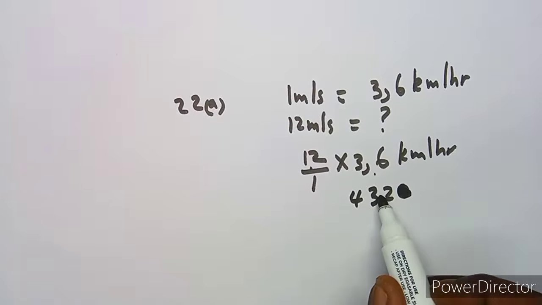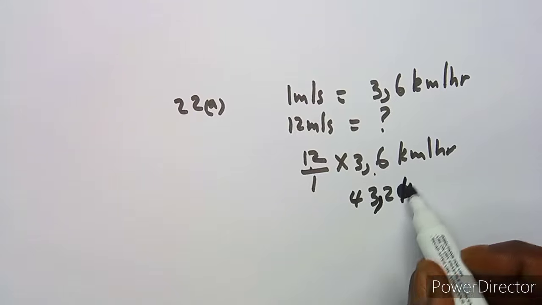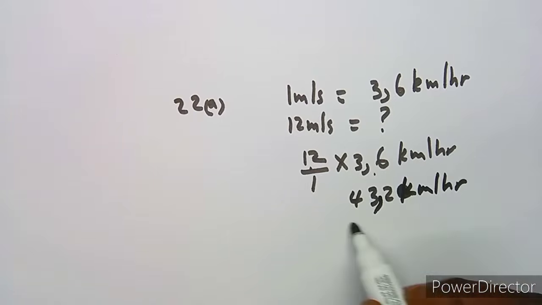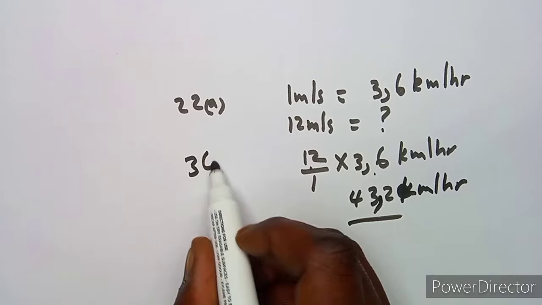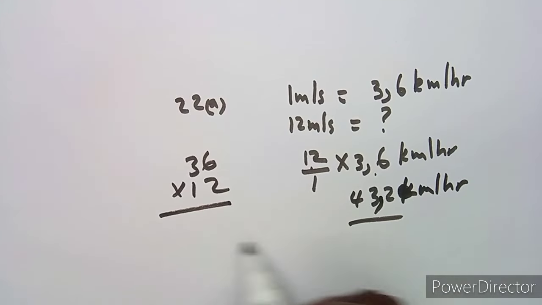Okay, then you've got 1 decimal place, which is going to be 43,2 in kilometers per hour. So make sure that you multiply properly, guys. 36 times 12, you obtain your answer then on decimal place.